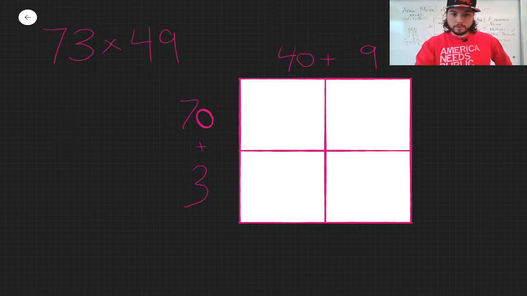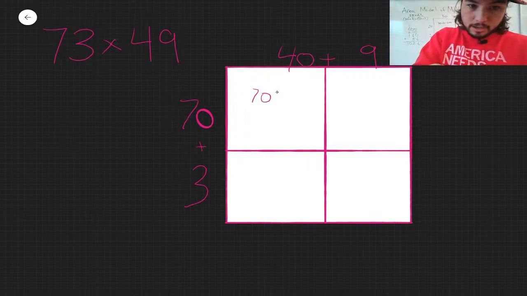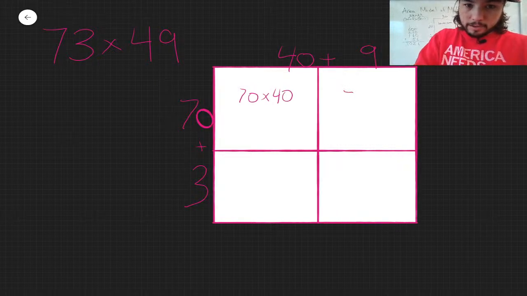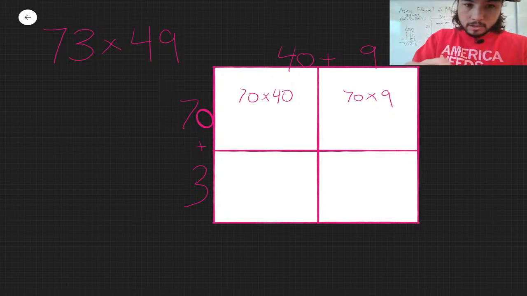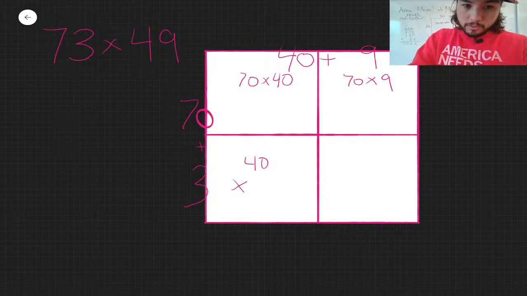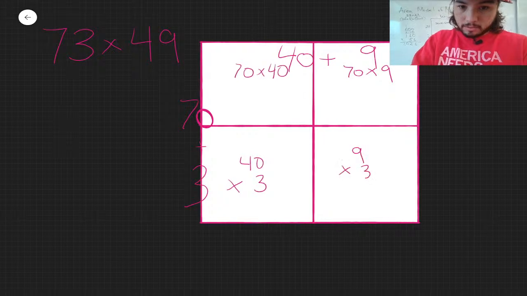And then go ahead and put in all your partial products here. So we've got 70 times 40. We've got 70 times 9. We've got 40 times 3. And we've got 9 times 3.